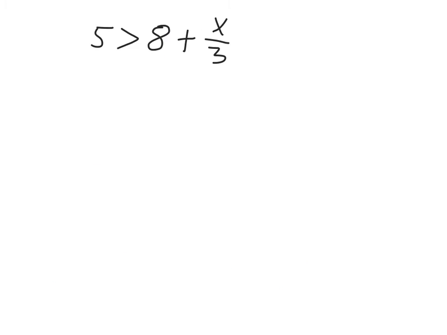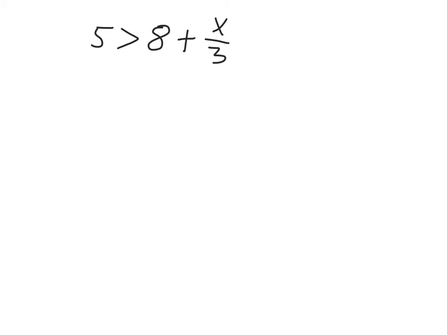Alright, here's another example. First thing I want to mention is, based on what I've taught you, you should know two different ways to solve this inequality. And either way you use is perfectly fine. You could either subtract 8 from both sides, and then end up multiplying by 3. Or, you want to get rid of the fraction first and multiply everything, all three terms, by 3. Either of which is fine.